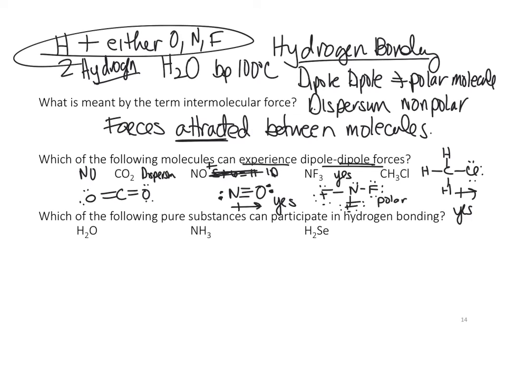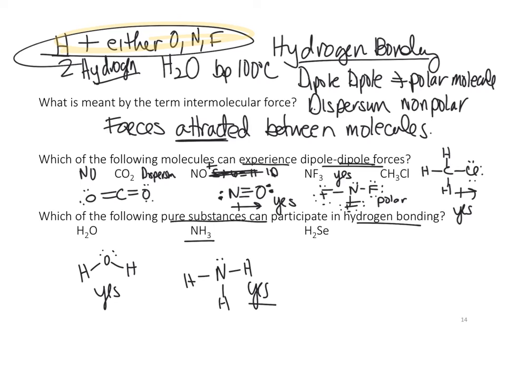Which of the following pure substances can participate in hydrogen bonding? So let's go back up to the requirement here. So here we have water. And is the hydrogen connected to the oxygen? Yes, so that can do hydrogen bonding. And you have to have also a lone pair. Okay, nitrogen right there. So you got hydrogen and nitrogen. So this is yes. This is ammonia.